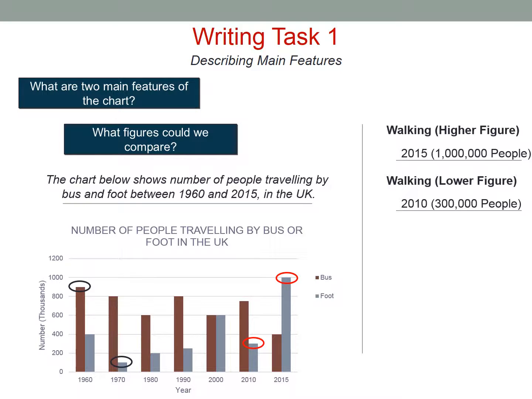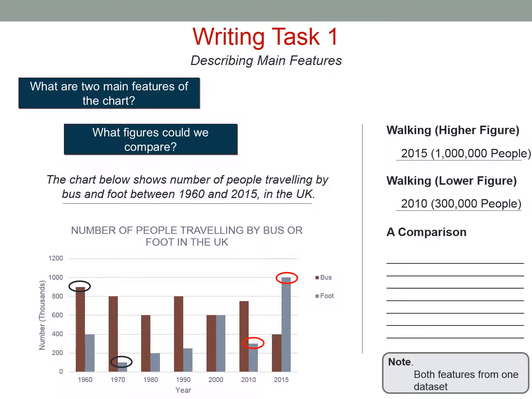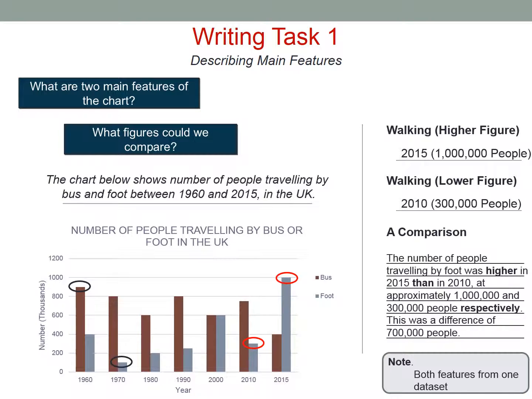Here is a model answer. The number of people travelling by foot was higher in 2015 than in 2010, at approximately 1,300,000 people respectively. This was a difference of 700,000 people. Take note of the word respectively used to match the figures with the years correctly. 2015, 1 million people. 2010, 300,000 people.